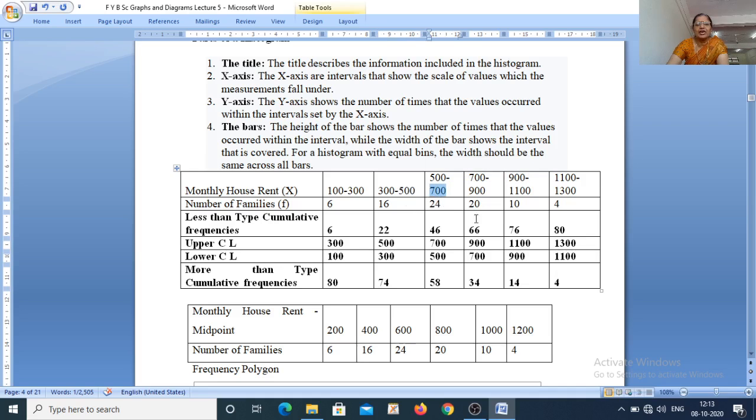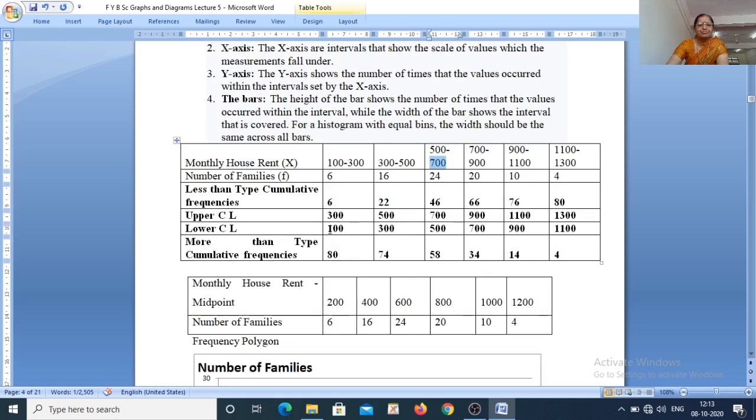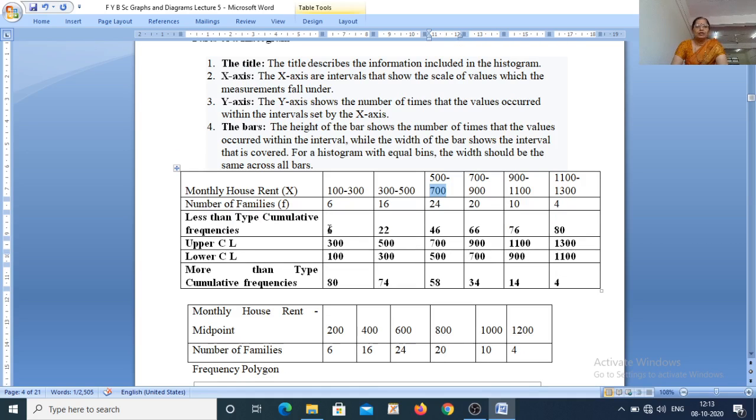How many observations have a value less than 700? That means 6 plus 16 plus 24, so this is 24 plus 22, that is 46. In this way you can compute less than type cumulative frequencies. Now we can draw cumulative curves. Since there are 2 types of cumulative frequencies, we can have 2 types of cumulative frequency curves, which are also known as Ogive curves. So in order to draw the less than type Ogive curve, what do we do?